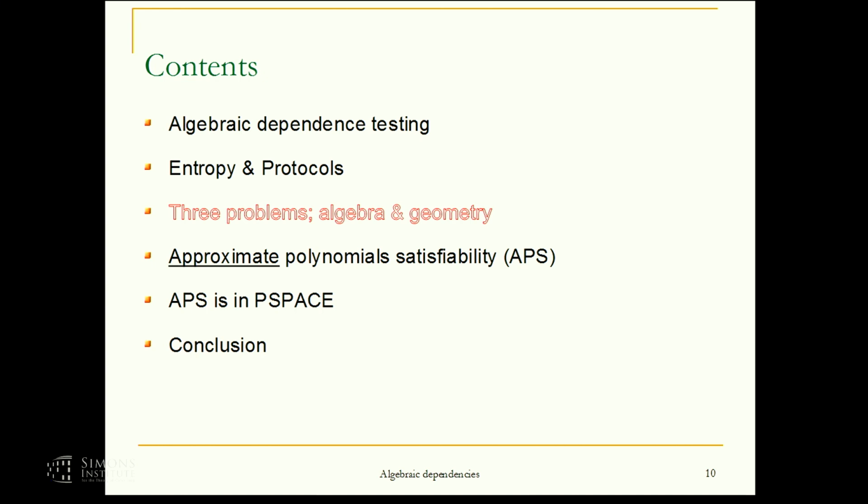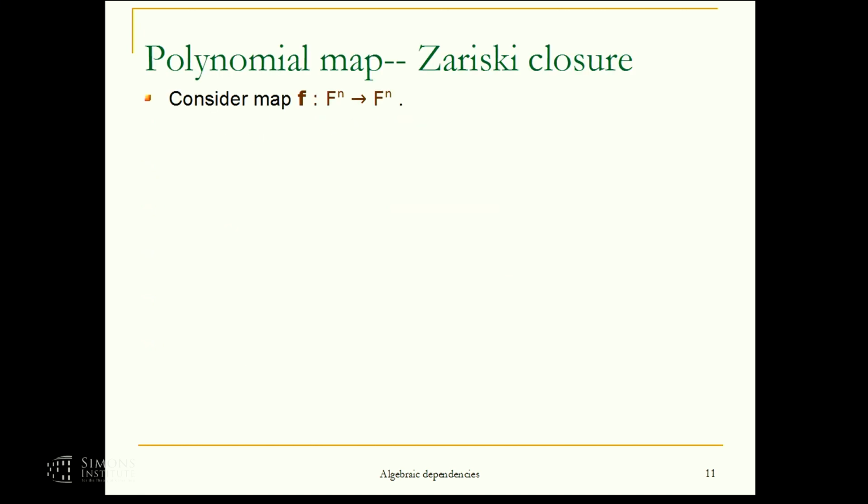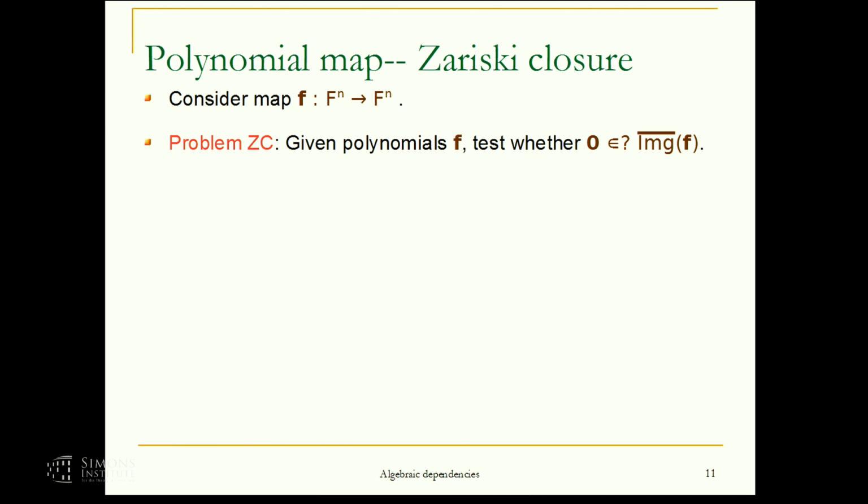Okay, so now I want to move to the second problem. I'll present it in three ways. The first is this, where you are given polynomials, you look at the image of f and then close it. And the question is whether it contains 0. So what is the meaning of closure?